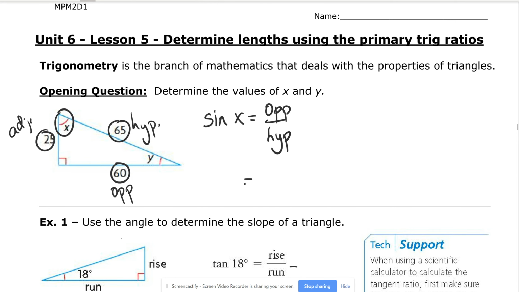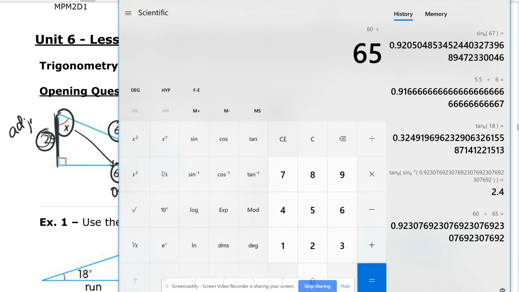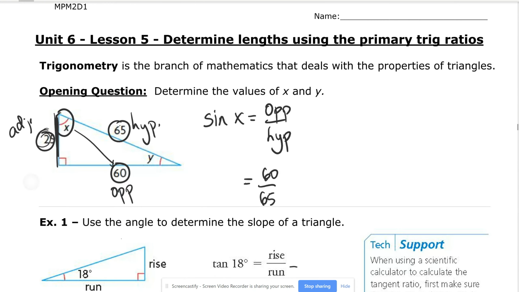And so if I plug in the values that I know, opposite is 60, and the 60 is again opposite of the angle. 25 is my adjacent side because it's touching the angle. And here my hypotenuse, the longest side, 65. So the ratio is 60 over 65. Now remember, this is just the ratio. So 60 divided by 65 equals 0.923.